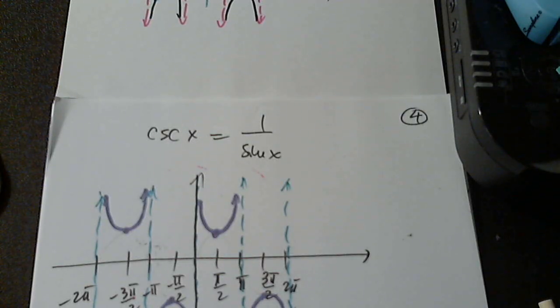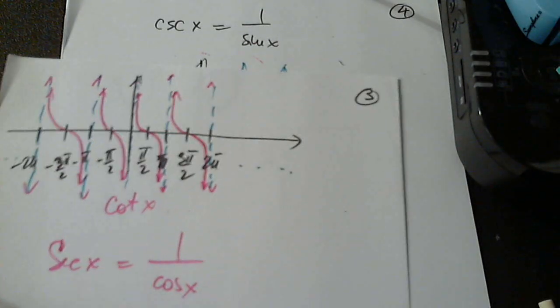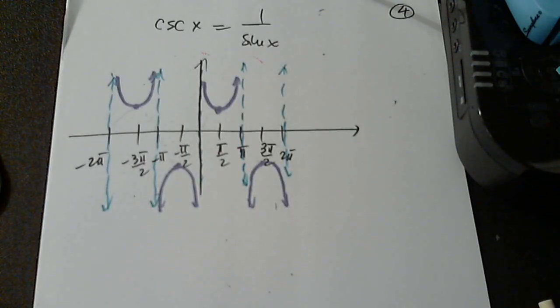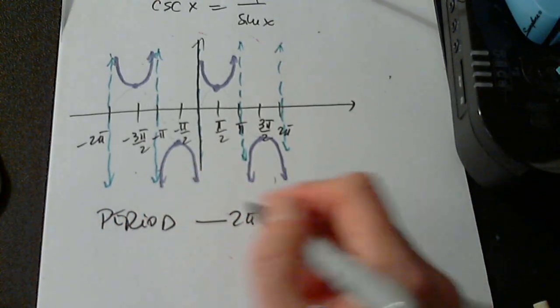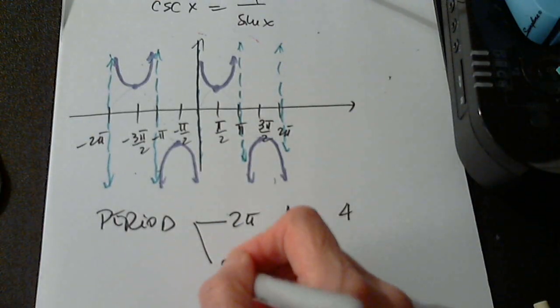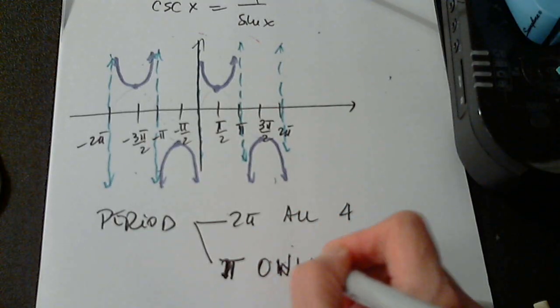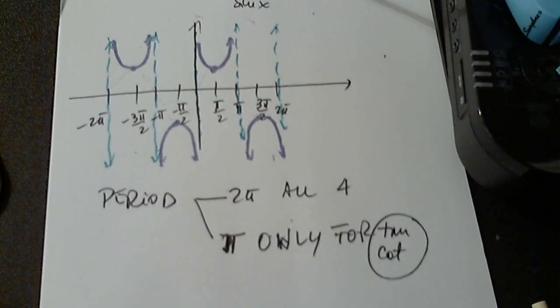Let's just look at a couple of examples and let's move on. I'm not going to ask you to graph these by hand, but I would like you to remember the shape. Please remember these shapes. Look at them and just graph them by hand for yourselves a little bit. So again, the period is 2 pi for all of them. All four. A pi, sorry, only for tangent and cotangent. So please remember that.